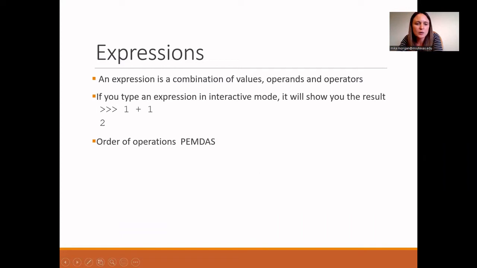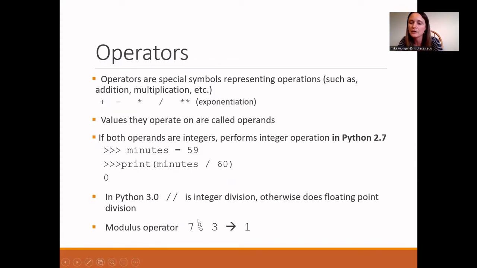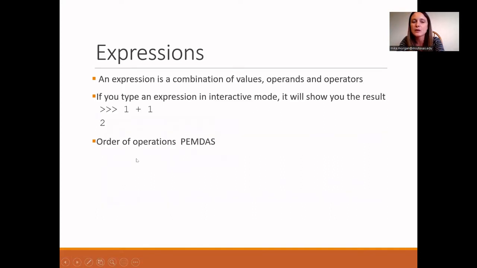So an expression is going to be your values with your operators. You can type it in directly and it will give you the answer. It is going to follow the traditional order of operations. And I didn't make these slides, I didn't write them, but I need to go back in and add an M in here because it is really PEMDAS, because we have to remember we have another operator. We have modulus in here. And the modulus is going to have equal precedence with the multiplication and division.